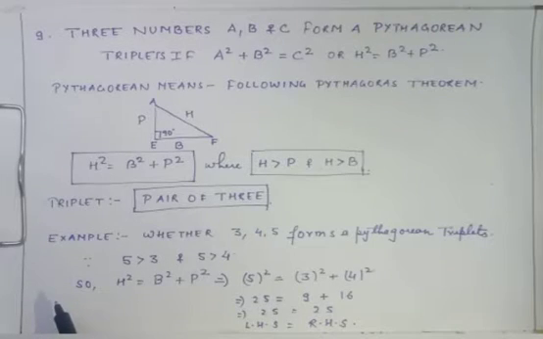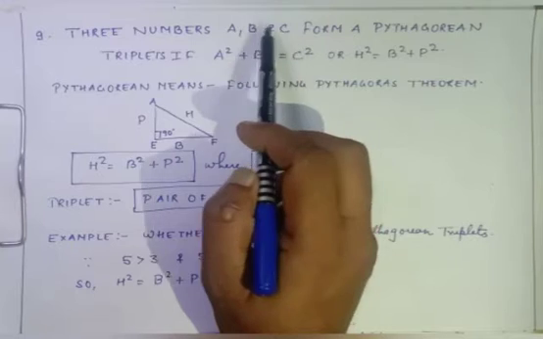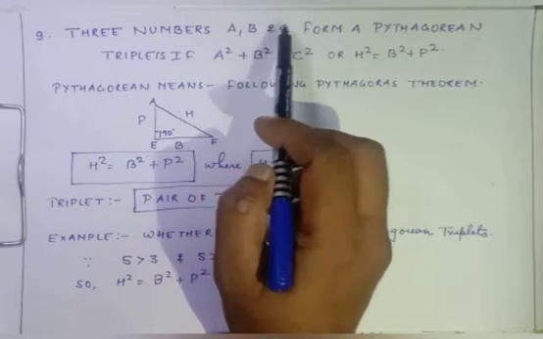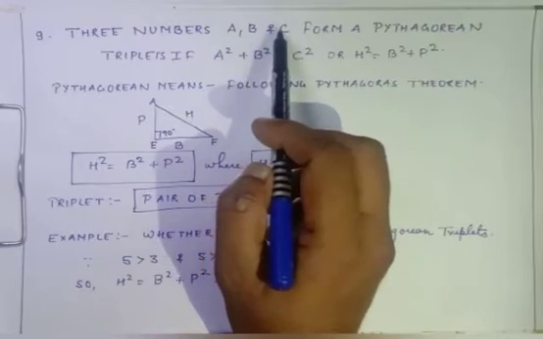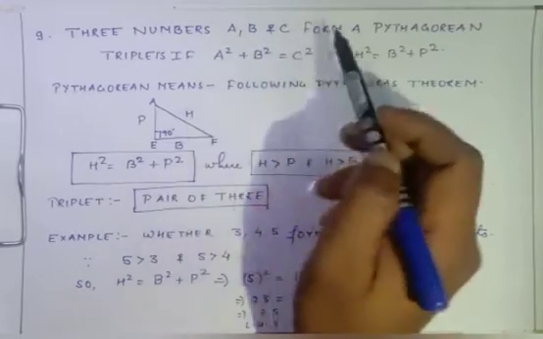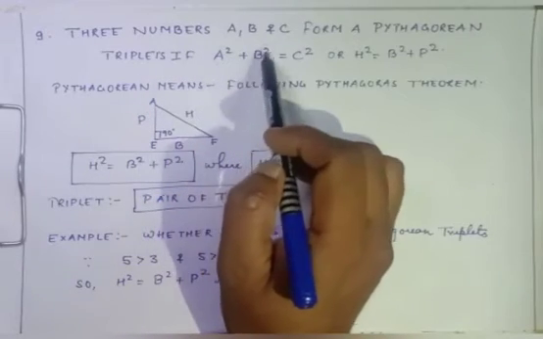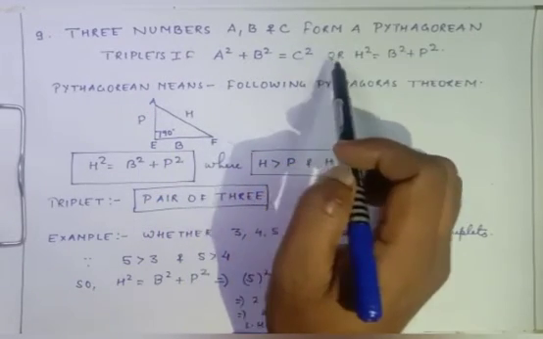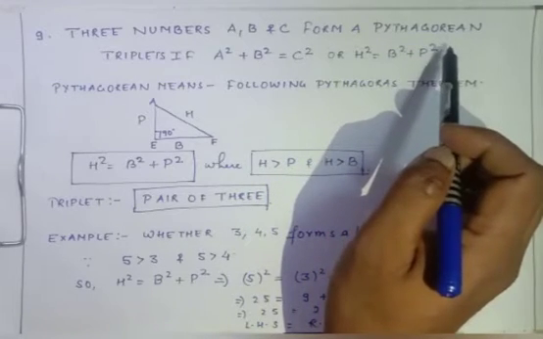With the ninth property: three numbers A, B and C. Over here I have taken A, B and C, or you can take them as B, P or H. They form a Pythagorean triplet if A square plus B square is equal to C square, or H square is equal to B square plus P square.